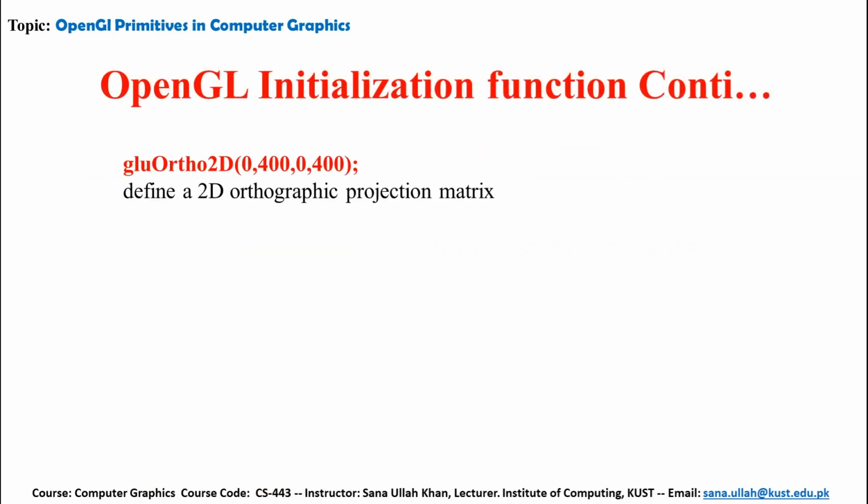So gluOrtho2D defines a 2D orthographic projection matrix, meaning the viewing volume where x minimum, y maximum show that the view is not below the x minimum and not above the y maximum, in the range of y minimum and y maximum.